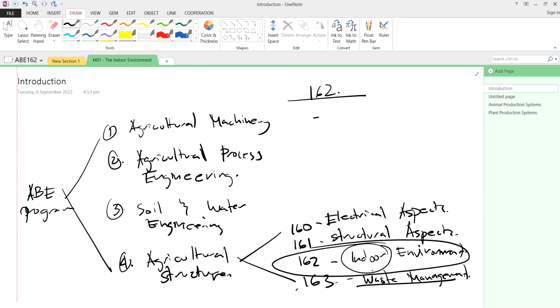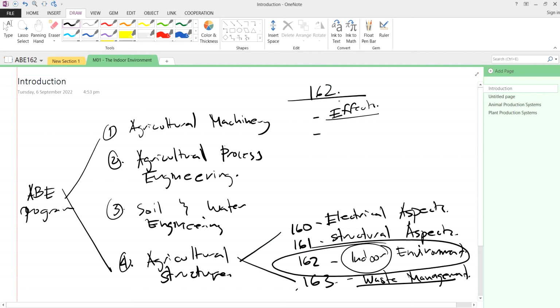All right. So the effects of the indoor environmental factors, such as the temperature, the relative humidity, the airspeed, the air quality, and also light. What's going to be the effect of those factors if they are increased or decreased on the production of the plant and livestock? Those effects are our topic for today. Later on we'll discuss this in detail.